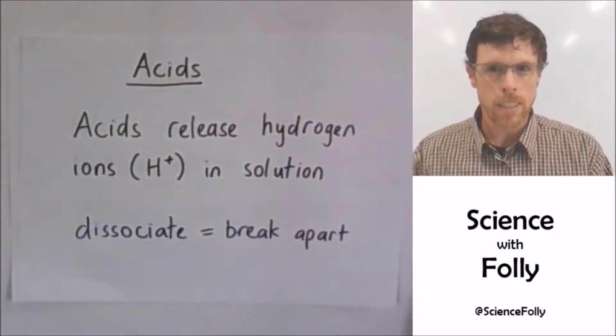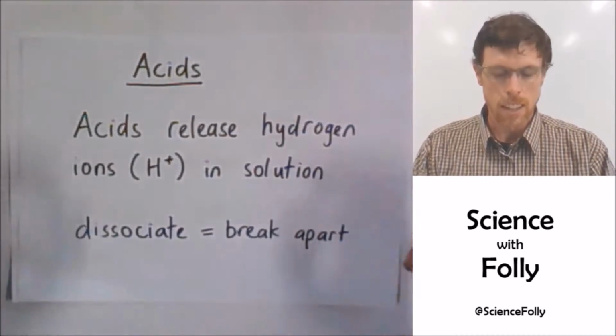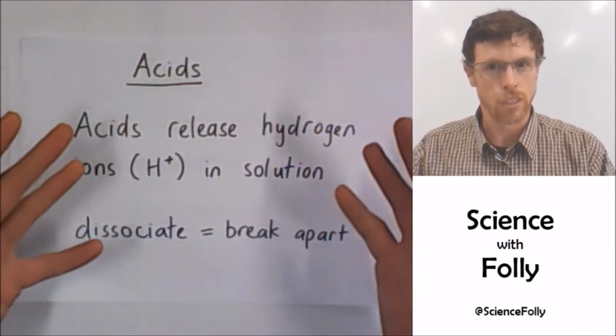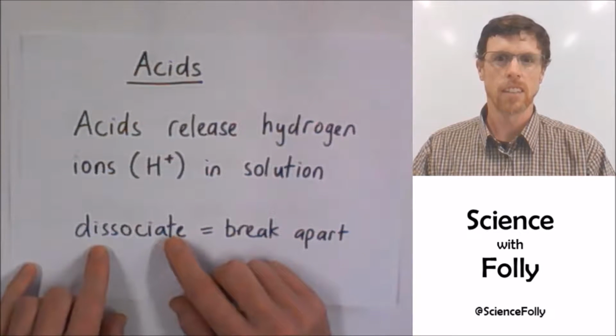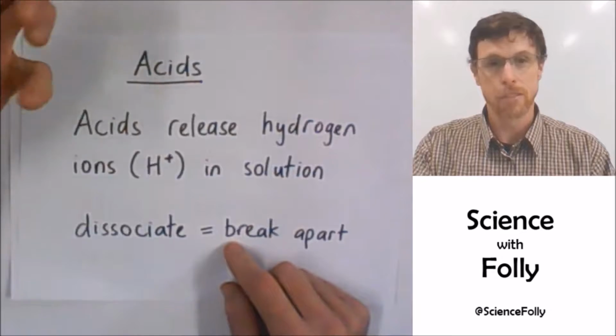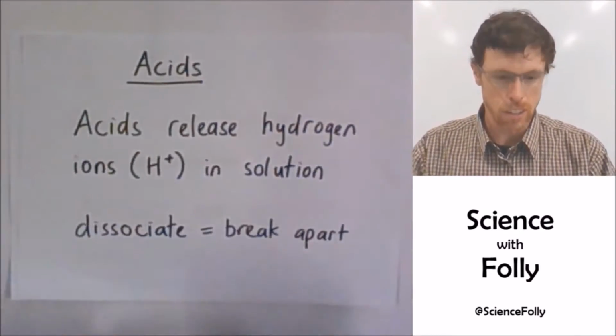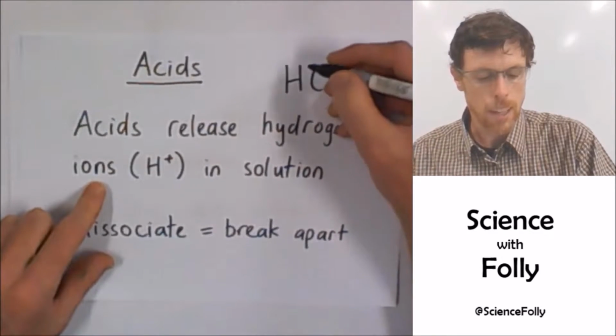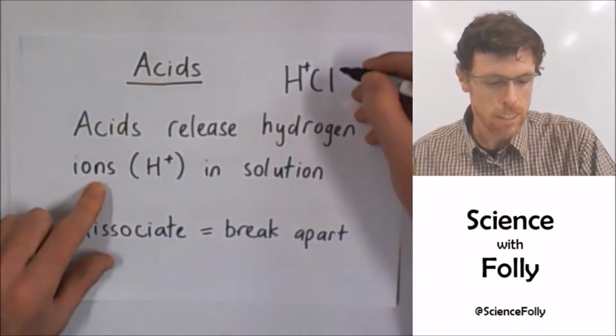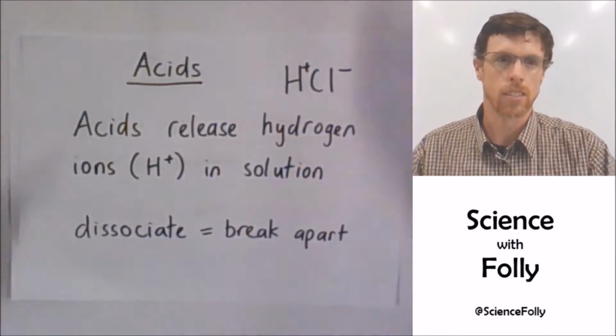And what that means is that when you have a solid acid and you put it into a solution such as water, the acid particles dissociate, they break apart. And for example, if you've got hydrochloric acid, HCl, it breaks apart into the hydrogen ions and the chloride ions.